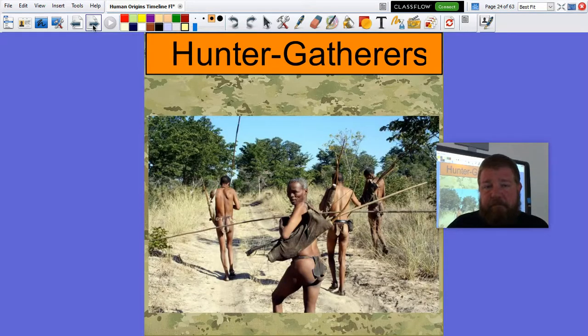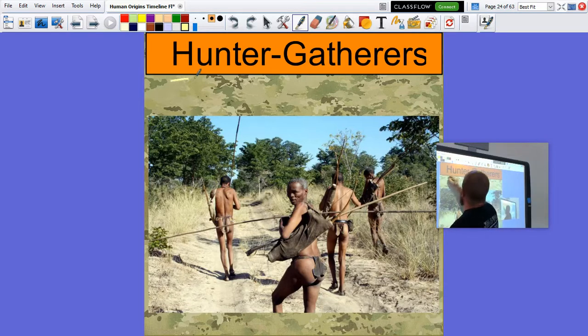In the Paleolithic era, people were not farmers. They were hunter-gatherers. If you are a hunter-gatherer, you're collecting food items. It means that if it is meat, you hunt it.